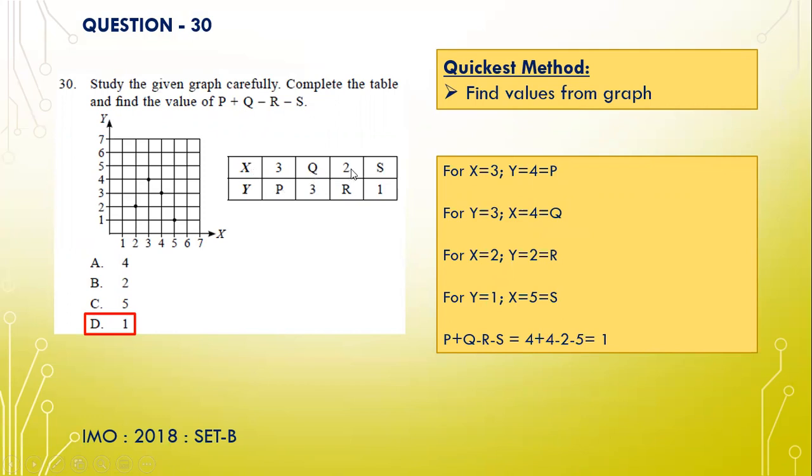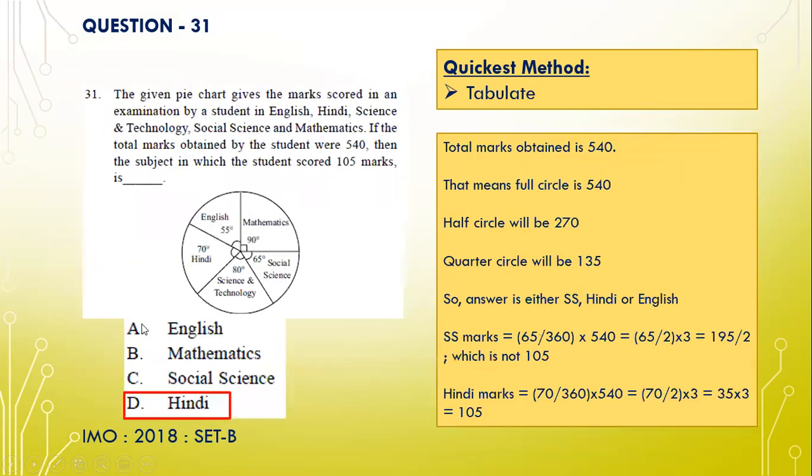For x is equal to 2, what is the value of y? It is 2. So r is equal to 2. For y is equal to 1, what is the value of x? It is 5. So s is equal to 5. So then just put the values of p, q, r, s in p plus q minus r minus s, which will be equal to 4 plus 4 minus 2 minus 5. It will be equal to 1. So the answer is 1.